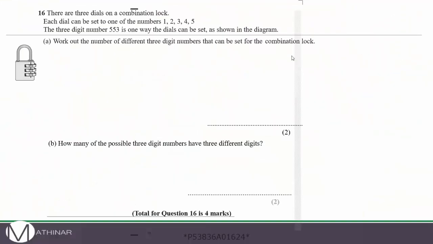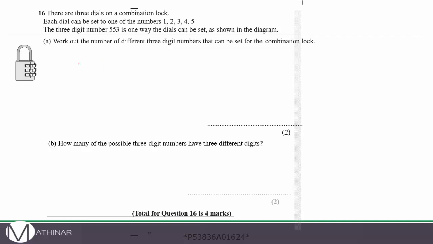So this next question is about the combinations on a numerical padlock. So we have 3 digits such as 5, 5, 3. Each dial can be set to any of the numbers 1 to 5. So 553 is one of the ways it can be set. Work out the number of different 3-digit numbers that can be set for a combination on the combination lock.